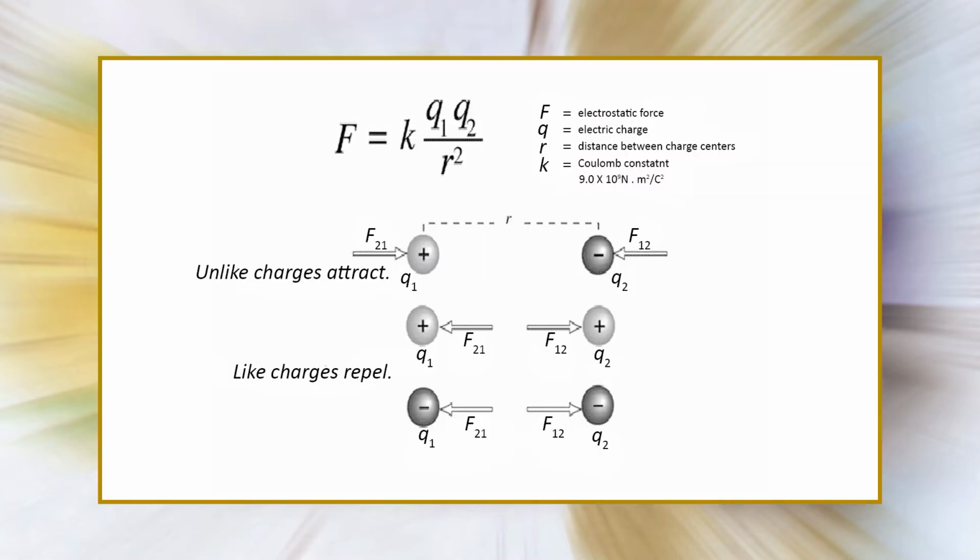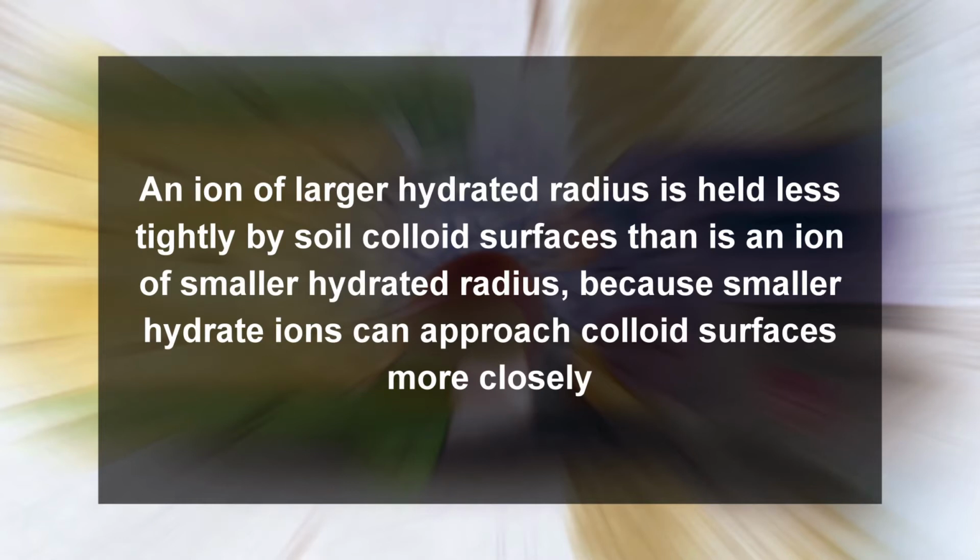Now, cation selectivity. The attraction of cations for a negatively charged colloid surface is qualitatively described by Coulomb's law. Ions of smaller dehydrated radius have a greater density of charge per unit volume. Hence, they attract waters of hydration more strongly. The radius of such a hydrated cation is larger than that of a cation of larger dehydrated or crystal size. An ion of larger hydrated radius is held less tightly by soil colloid surfaces than is an ion of smaller hydrated radius, because small hydrated ions can approach colloid surfaces more closely.